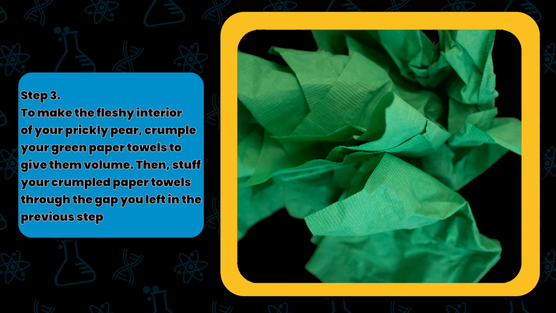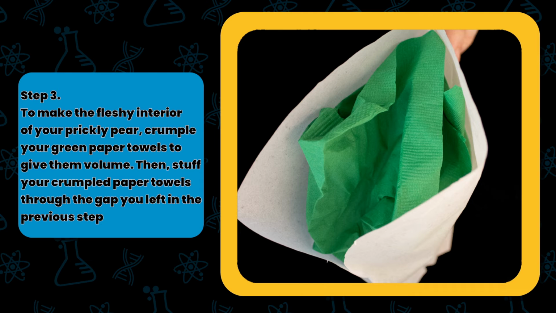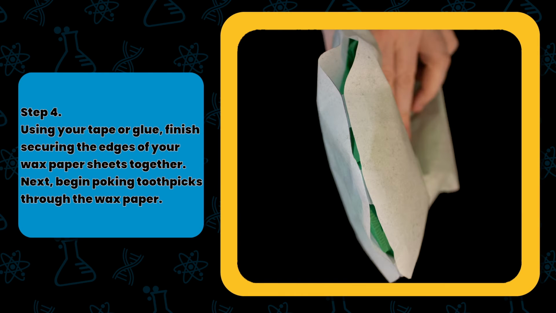To make the fleshy interior of your prickly pear, crumple your green paper towels or napkins to give them volume. Then, stuff your crumpled paper towels through the gap you left at the top of your prickly pear model in the previous step. Using your tape or glue, finish securing the edges of your wax paper sheets together.